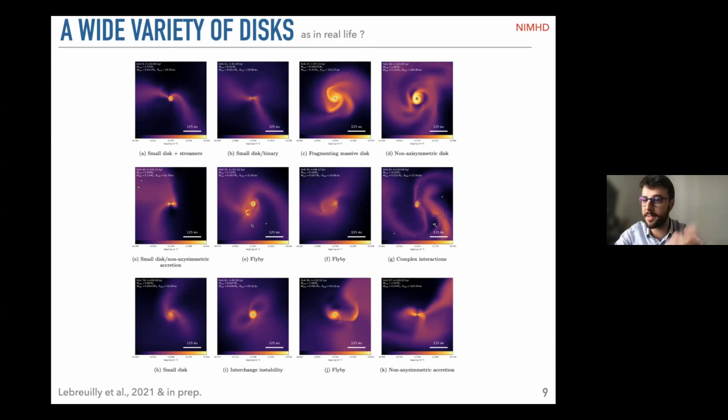You can truncate the disk when you have a flyby. You can see it quite clearly here. Some material is actually taken away from this disk and given to the other disk.